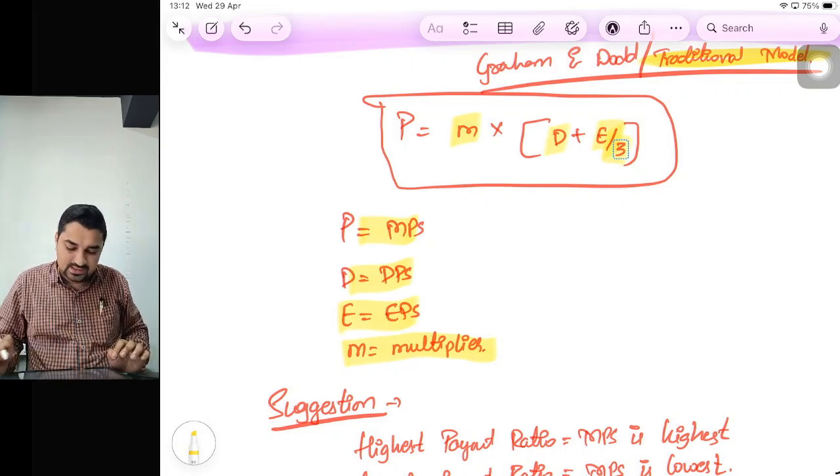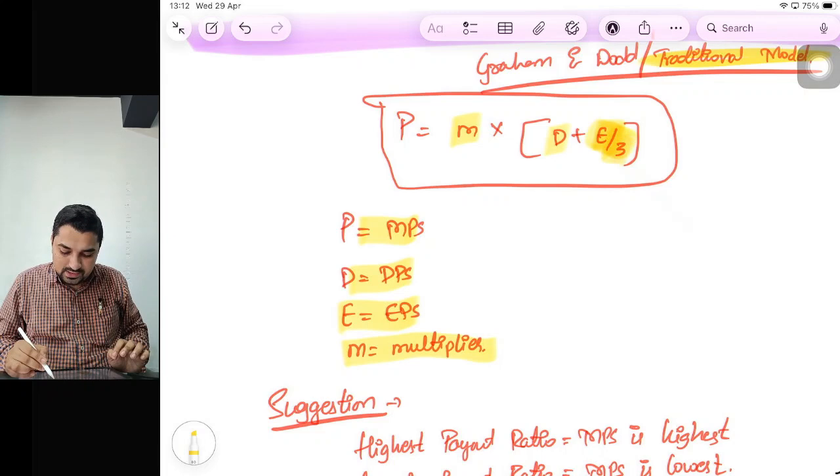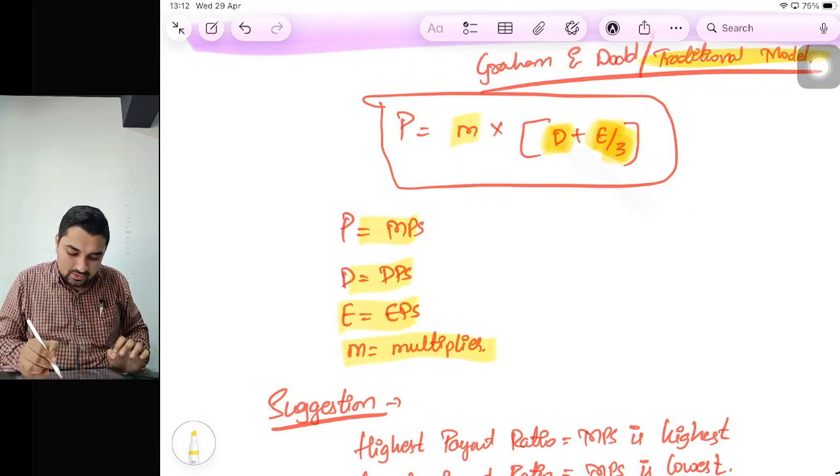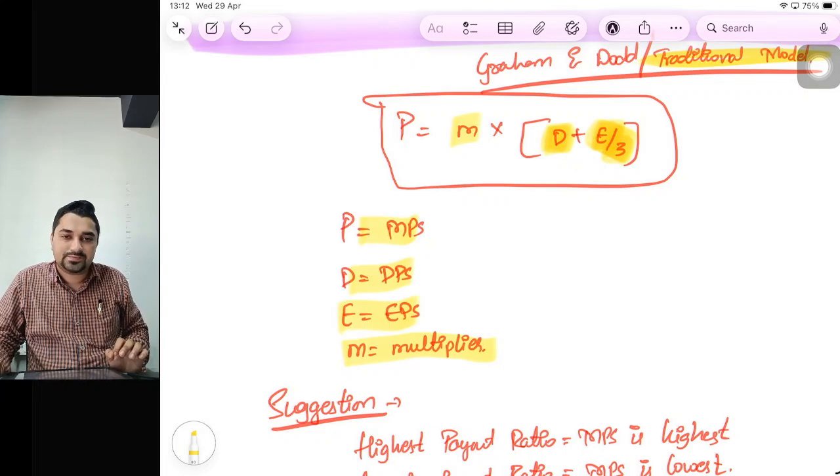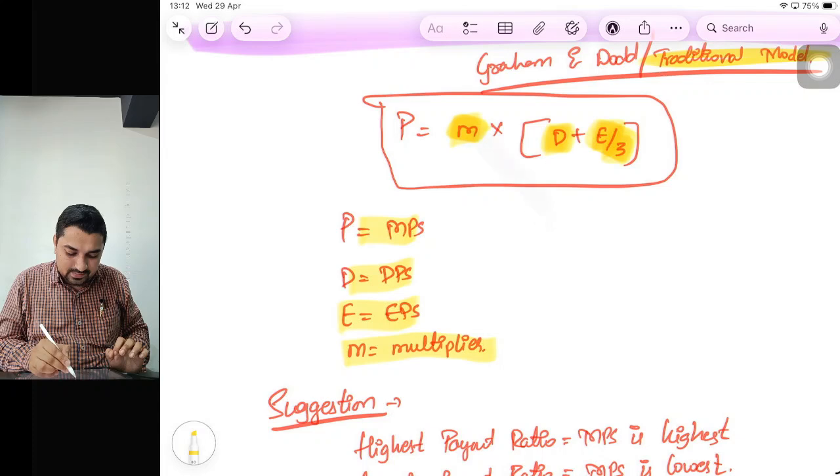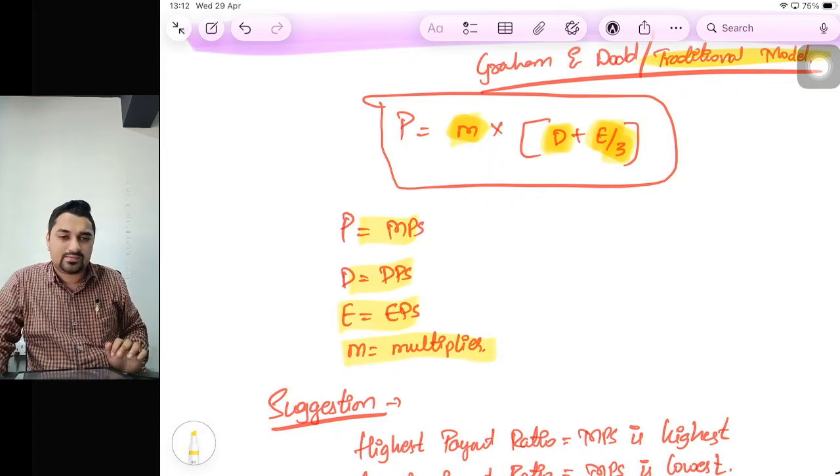Now, if you try to understand, he is giving one third importance to earnings. He is dividing earnings by 3 and he is giving more importance to D, dividend. So D plus E by 3, that he will multiply with the multiplier that will be given in the question to calculate market price per share.